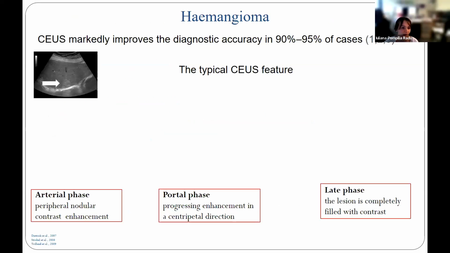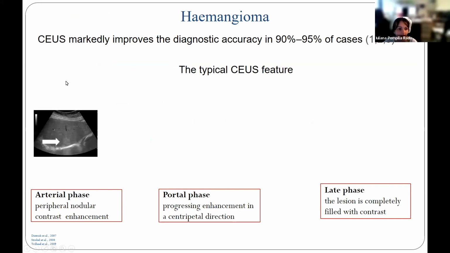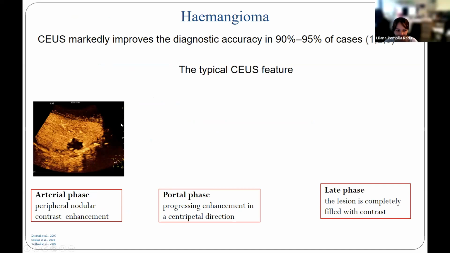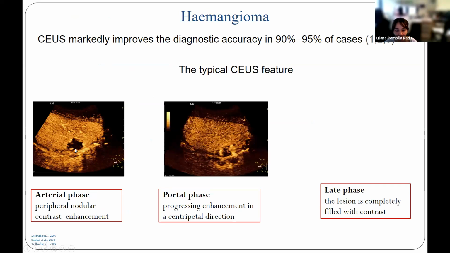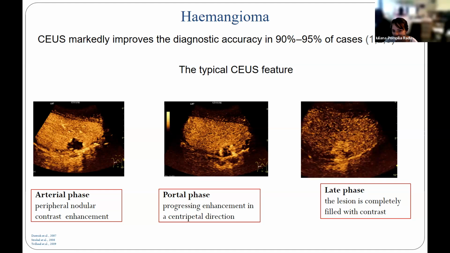So now we have a hemangioma. I'll start to show you a bit about the different lesions. And this is the lesion. We administer contrast. What is very important to know, in the hemangioma, we have a peripheral nodular contrast enhancement that will have a progressive enhancement in the centripetal direction. This means towards the centrum. And in the late phase, the lesion is completely filled with contrast.